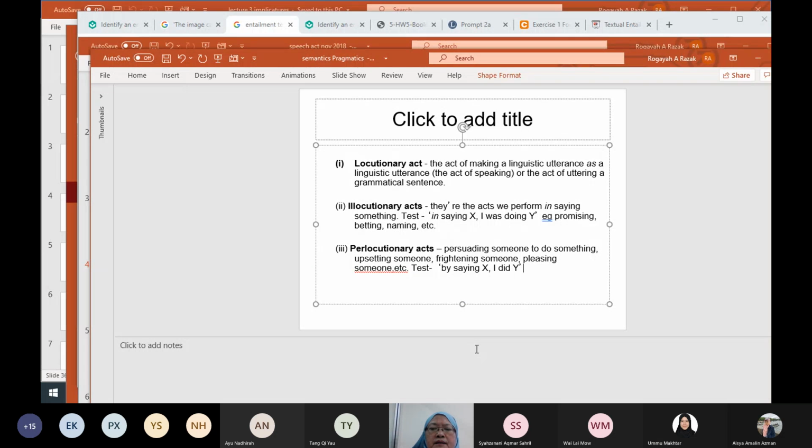So I'm going to add, by saying X, I did Y. And cause the addressee to feel or do something. What we say, which is locutionary, with at the same time, what is the function of what you're saying, that is illocutionary. And then the third one is someone else hearing your speech act will feel something or will do something. Okay.